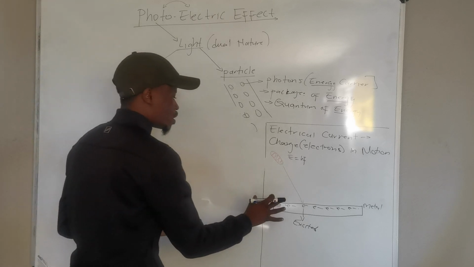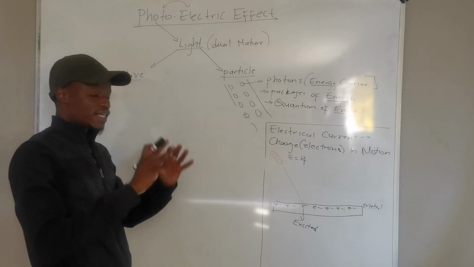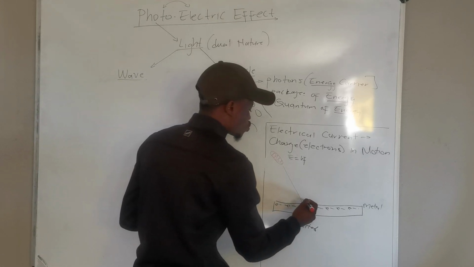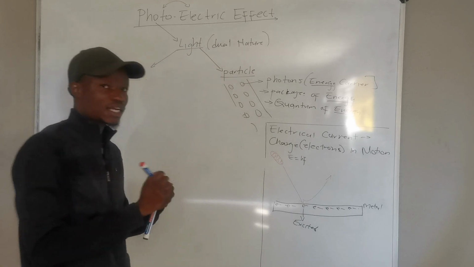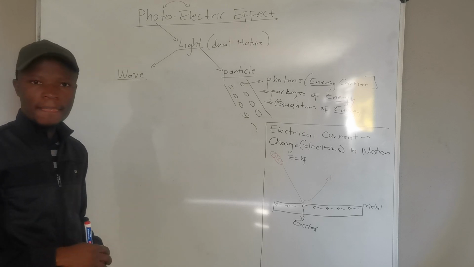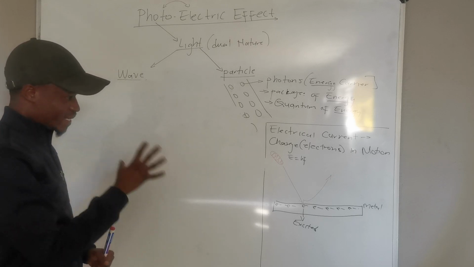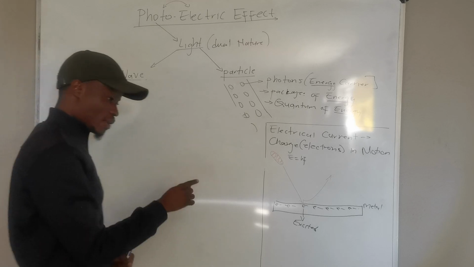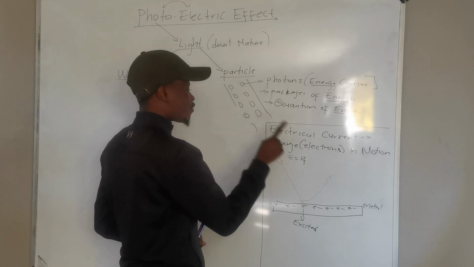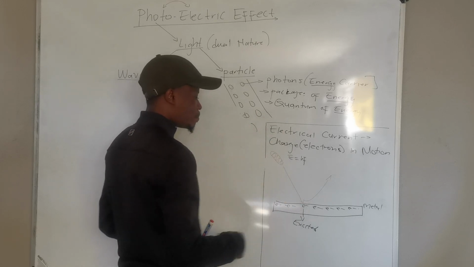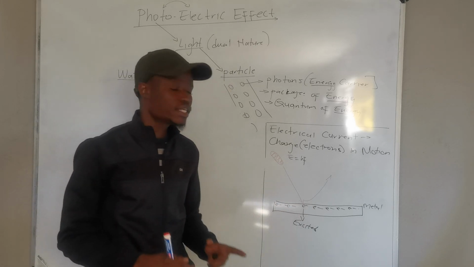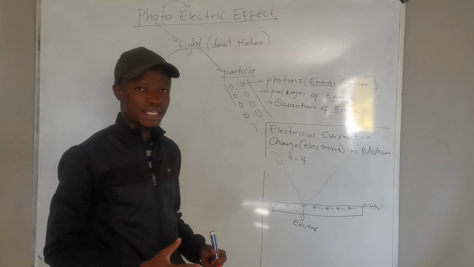So the electron, when it gets the energy, it gets excited. When it gets excited, it wants to jump out of the metal. The electron wants to jump out of the metal. Are we together there, guys? But that can only happen if the photon energy is sufficient to overcome the bond between the electron and the nucleus, or let me just say, the metal.